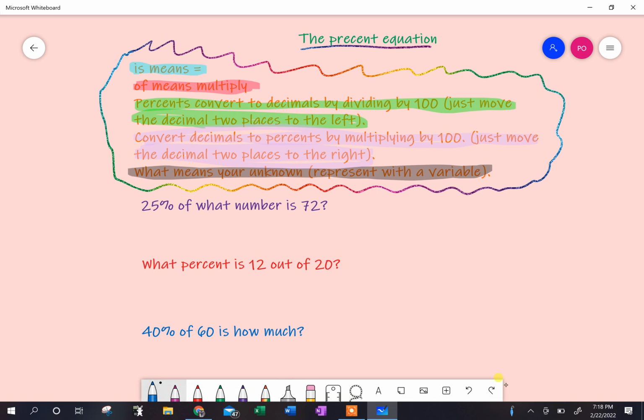So let's take a look at a problem. I have 3 examples because really, there's only 3 ways we can ask these questions. So here we go. It says 25% of what number is 72? So let's take a quick look. I have a percent, so I'm going to convert this percent to a decimal. So you can take 25 and divide by 100, and when you do that, you're going to get 0.25. Now, like I said, 25%, if you move the decimal over 2 spots, you'll get 0.25.